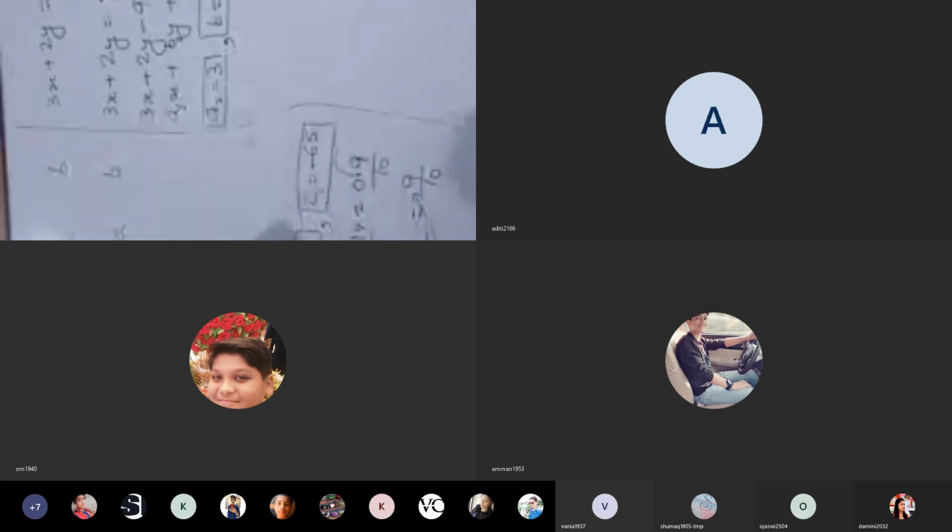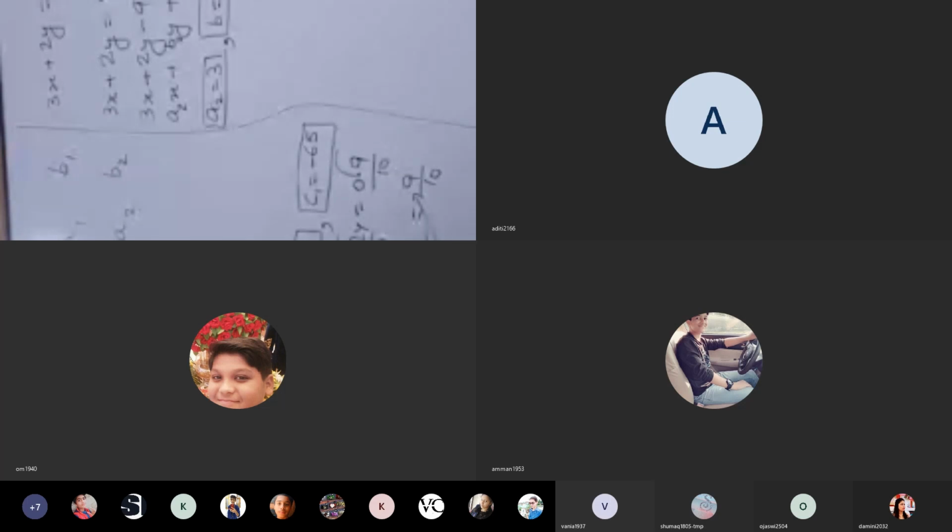Above also BCAB, below also BCAB. Now we will put the numbers. These all are of the first equation, so we have to write 1. These all are from the second equation. Now we have to put the values.